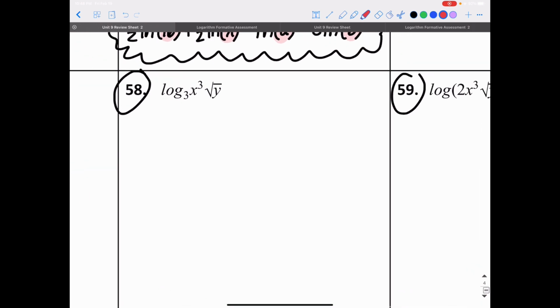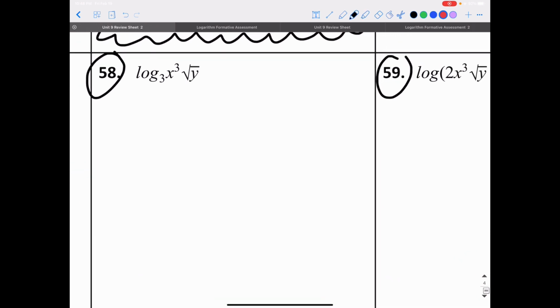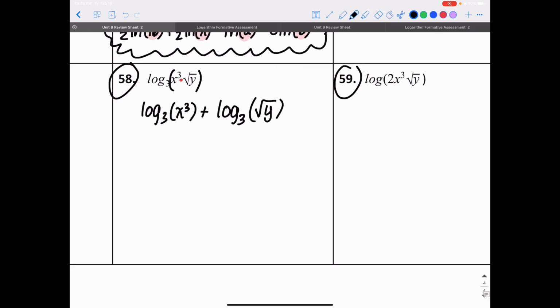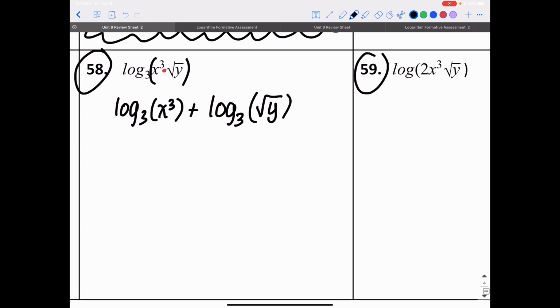For 58, I have log base 3 of what's inside, x cubed times the square root of y. There's multiplication inside, so I'm going to separate with addition. I'm going to do log base 3 of x cubed plus log base 3 of the square root of y. I can still expand further. I'm not allowed to have exponents in expanded form, so that exponent of 3 is going to move to the front.